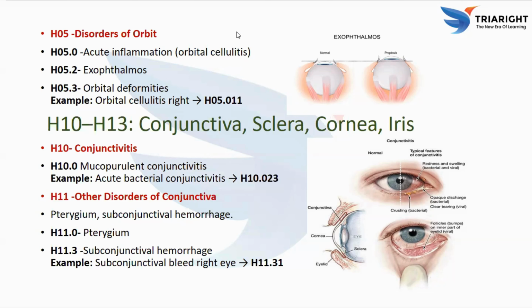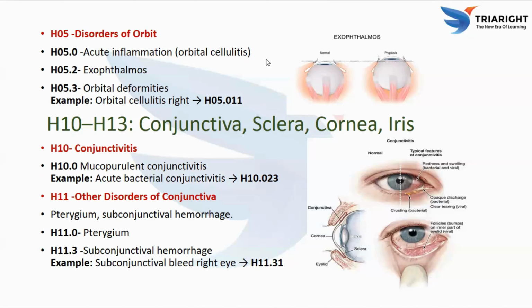So the H05.0 code is assigned for acute inflammation, nothing but orbital cellulitis. So what do you mean by orbital cellulitis? It's a serious bacterial infection of the tissues around and behind the eye. There are many tissues present around and behind the eye, right? So the bacterial infection occurs in these tissues, resulting in orbital cellulitis.